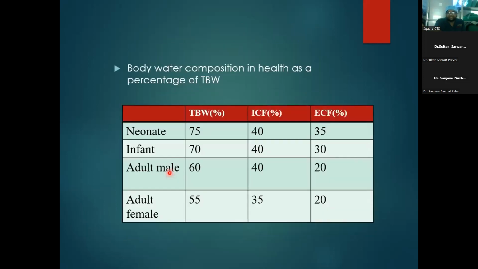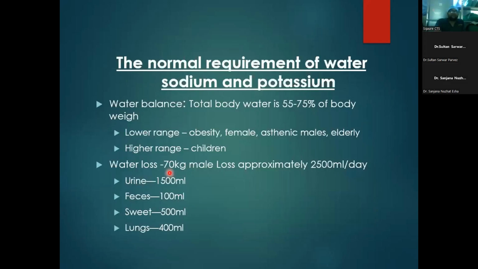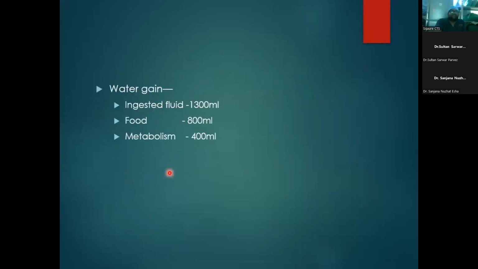So this chart we discussed earlier shows how much water is contained in neonate, infant, adult male and adult female according to body weight. In a 70 kg adult male, approximately 2.5 liters of water is lost by urine, feces, sweat and lung, and water is gained by ingested fluid, food and metabolism.